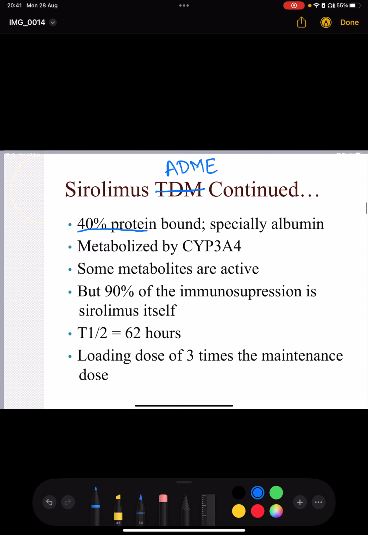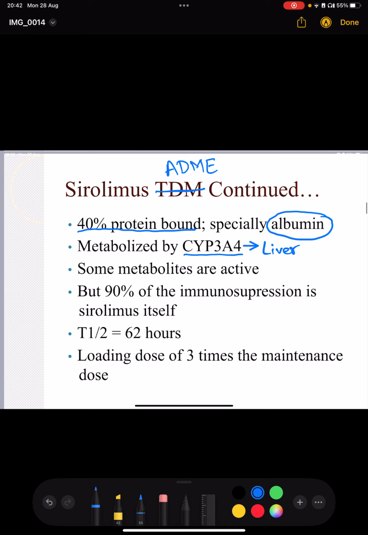40% of sirolimus is protein bound, especially to the plasma protein albumin. It is mostly bound to albumin. What does this say about sirolimus, its nature? It is a weak acid. Drugs are either weak bases or weak acids, and weak acidic drugs, if they bind to plasma protein, are going to bind to albumin mostly. Sirolimus is metabolized by CYP3A4. Can you guess where it is? Yes, it's in the liver.